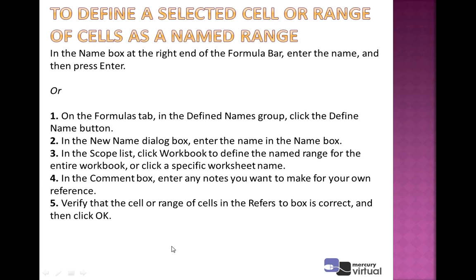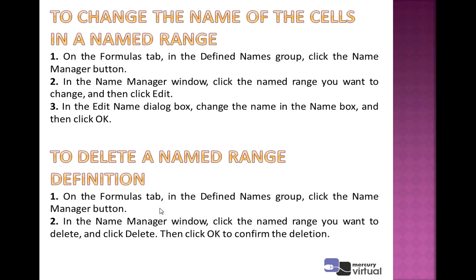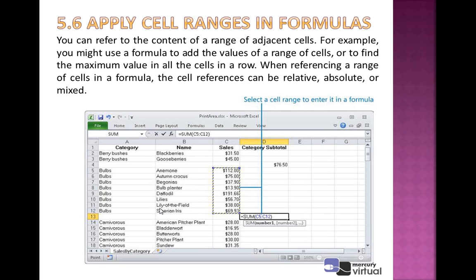So this is the simplest way. Or go to the formula tab, go to the define name group, click the define name button. Means first of all go to the formula tab, click on the define name group and then click on the define name button. Then in the new name dialog box, enter the name in the name box. In the scope list, click the workbook to define the name range for the entire workbook, or click a specific worksheet name. Means there are multiple options. There is a comment box in which you write notes, and then verify that the range of cells is correct, then press the OK button. Then automatically the name will arrive.